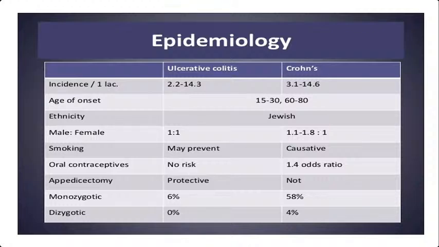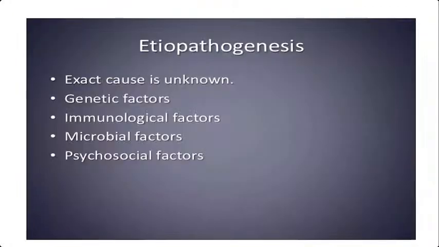The frequency in monozygotic twins is about 6% in ulcerative colitis, but pretty high in Crohn's disease. And I think this is because of the genetic factors, and we'll see those as we discuss further. Whereas in dizygotic twins, there is almost no risk for ulcerative colitis, and just marginal risk for Crohn's disease. So let's look at the pathogenesis of Crohn's and ulcerative colitis.